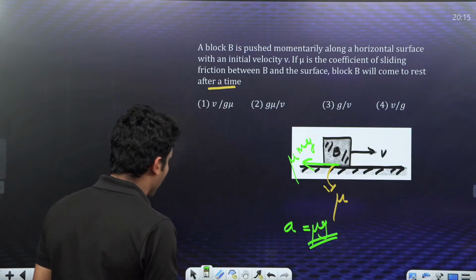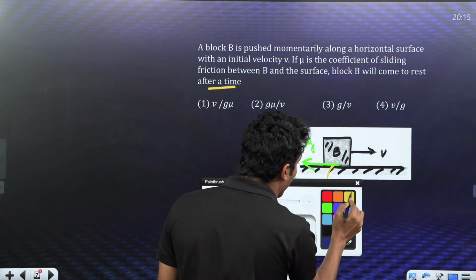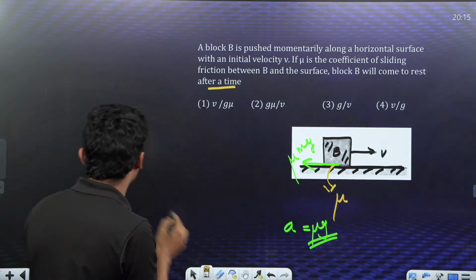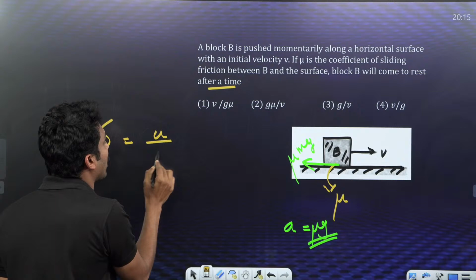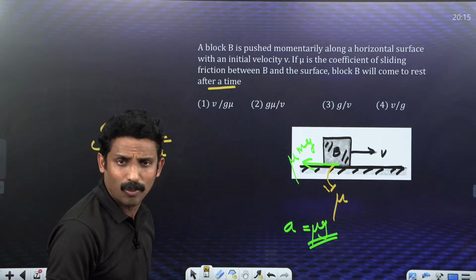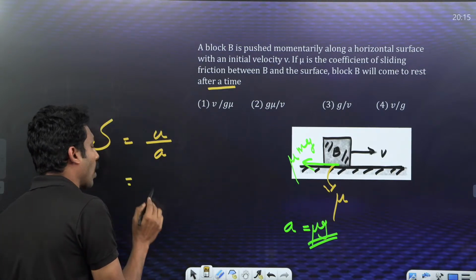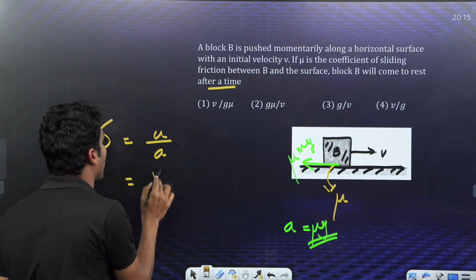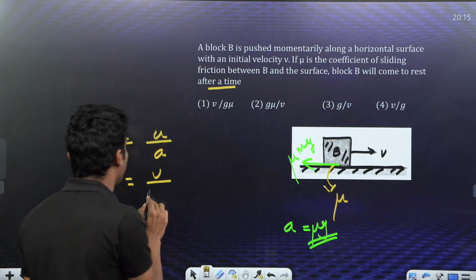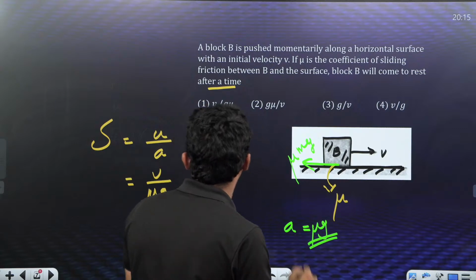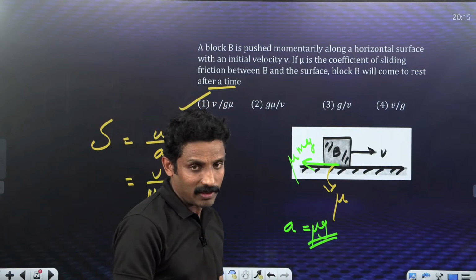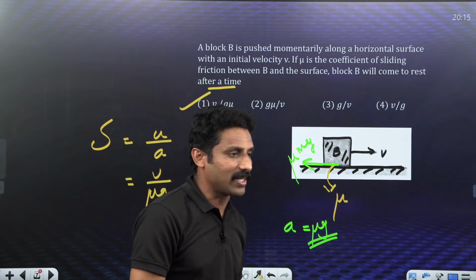Now we have studied the equation of stopping distance. What is the stopping distance? Stopping distance is equal to initial speed divided by the value of retardation. S is equal to U by A, isn't it? Here, the initial speed is V, given in the question, and the retardation is mu g. So V divided by mu g is option 1. Very simple. The case of stopping distance.